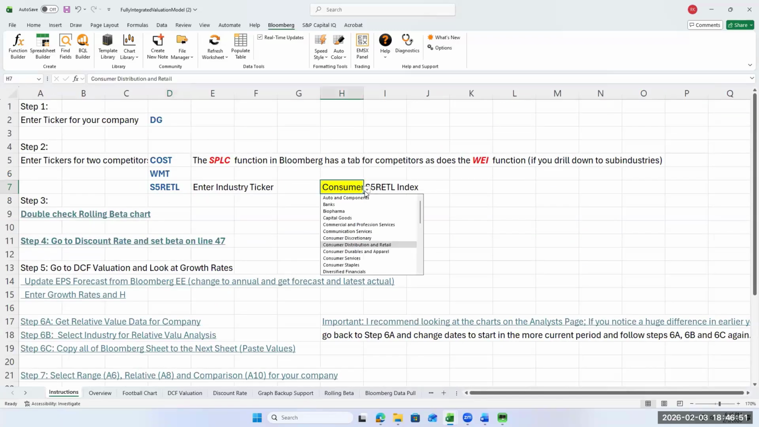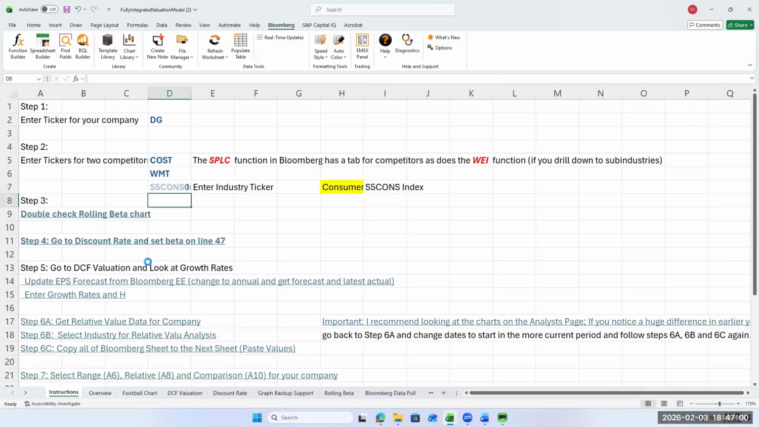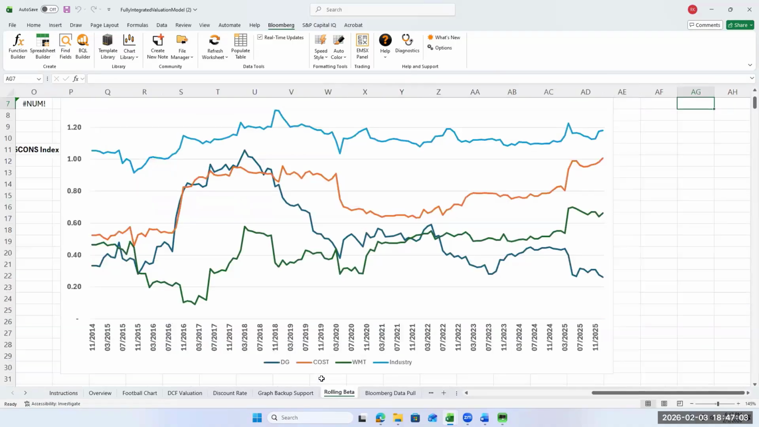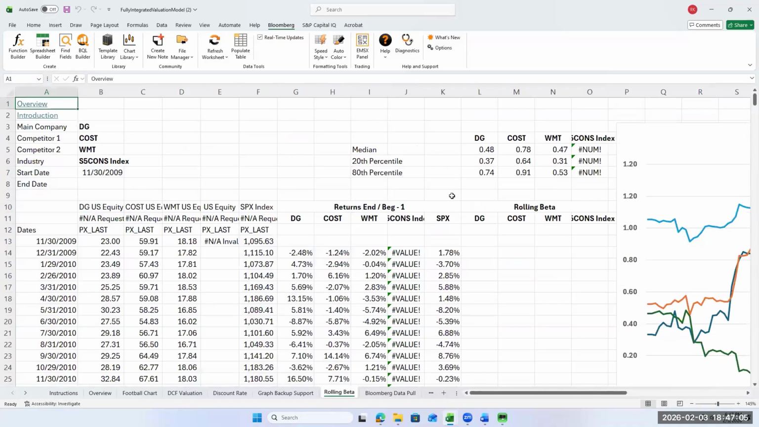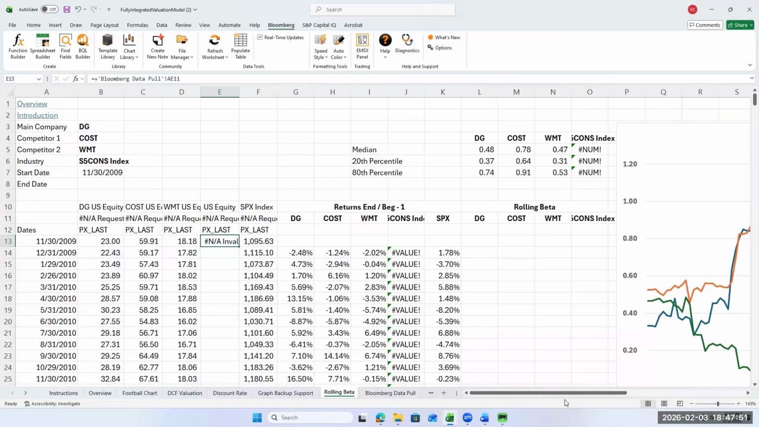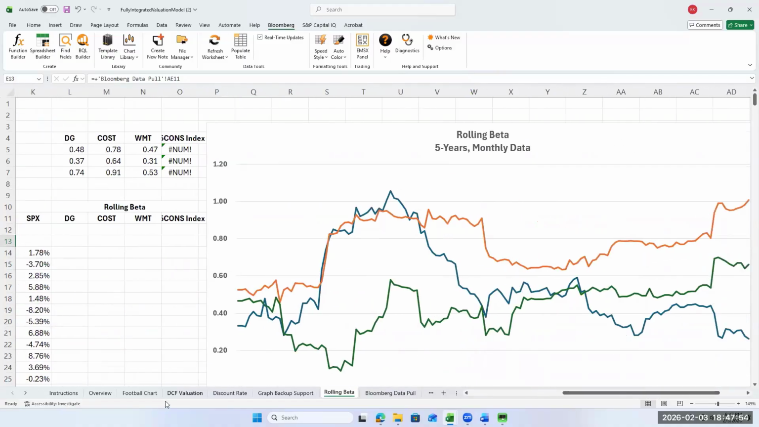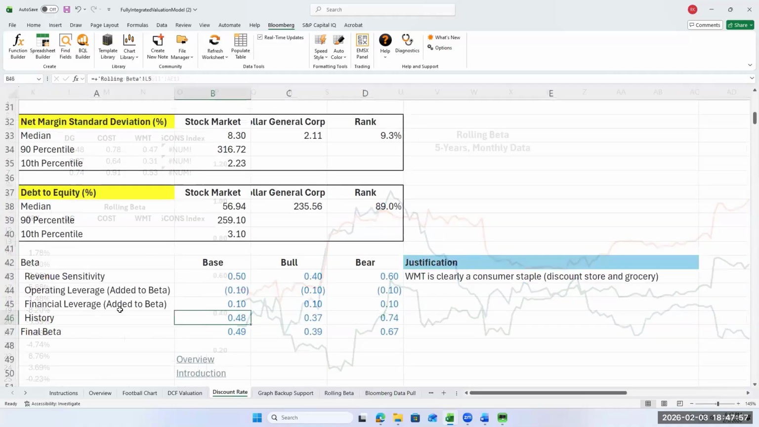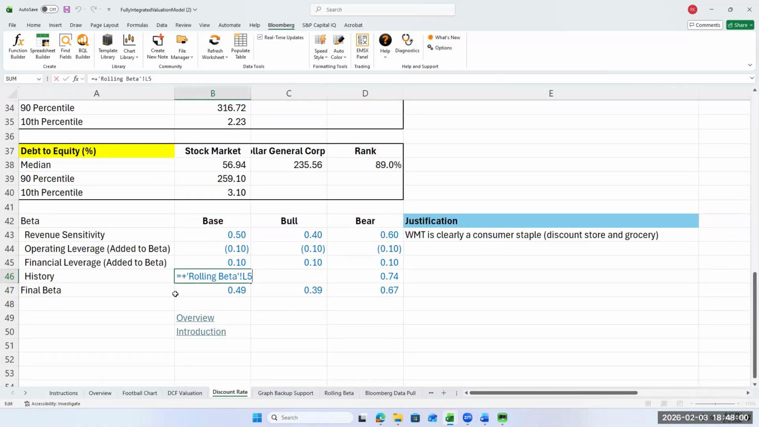So if I want to change it to just consumer staples, that should fix my rolling beta chart, hopefully. But it brings the industry in, it brings your two competitors in. What you're trying to do is come up with a beta. So on your discount rate, what I did with it is I just brought in the median, the 0.9%, the 0.1%, just so you have a range. And then the key is this bottom line 47. You can type over that. What are you going to use for beta?